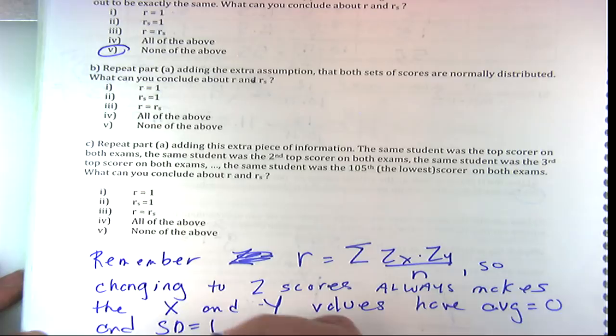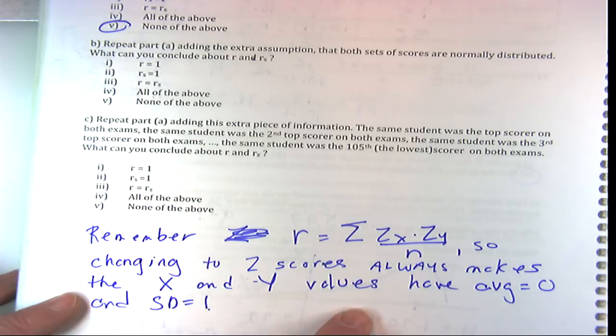All right, so that doesn't tell you anything. But it doesn't make them normal. Just changing to z-scores, that's what I think you were getting confused about. Let's do the next question.